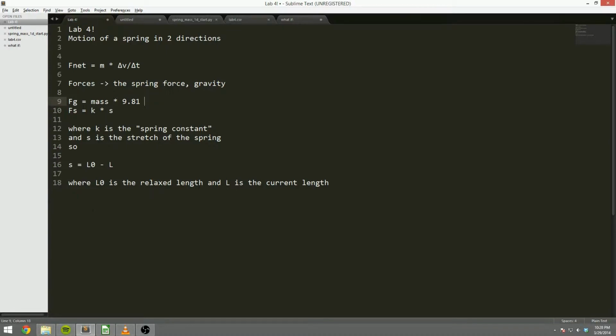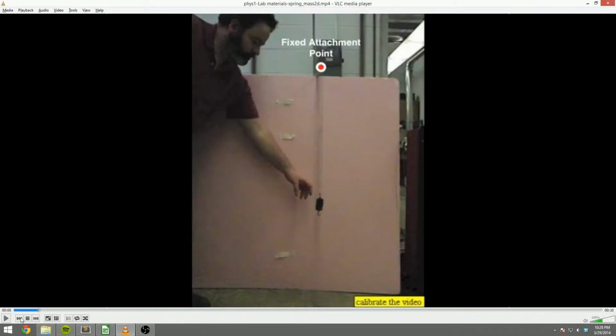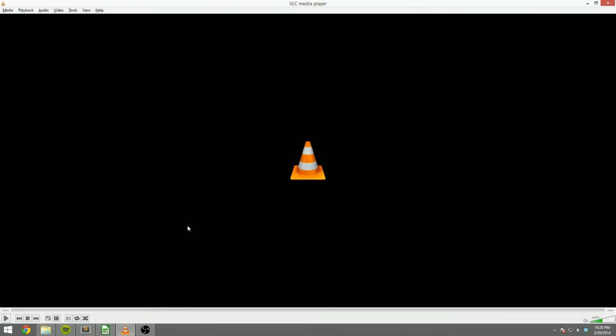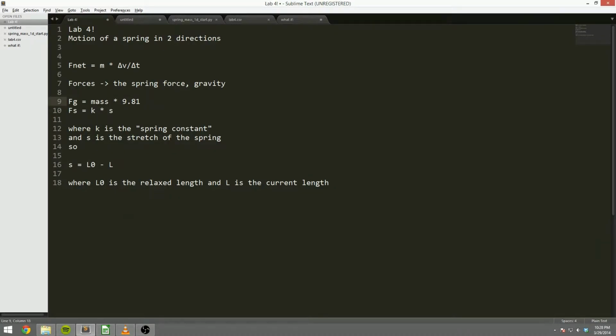This is Physics Lab 4, analyzing the motion of this spring as it oscillates in two directions. Essentially what's going on here is the spring is let go from rest and allowed to move, and we are supposed to computationally model in Tracker and VPython what it is doing, based on the ideas of Newton's second law and some energy principles.